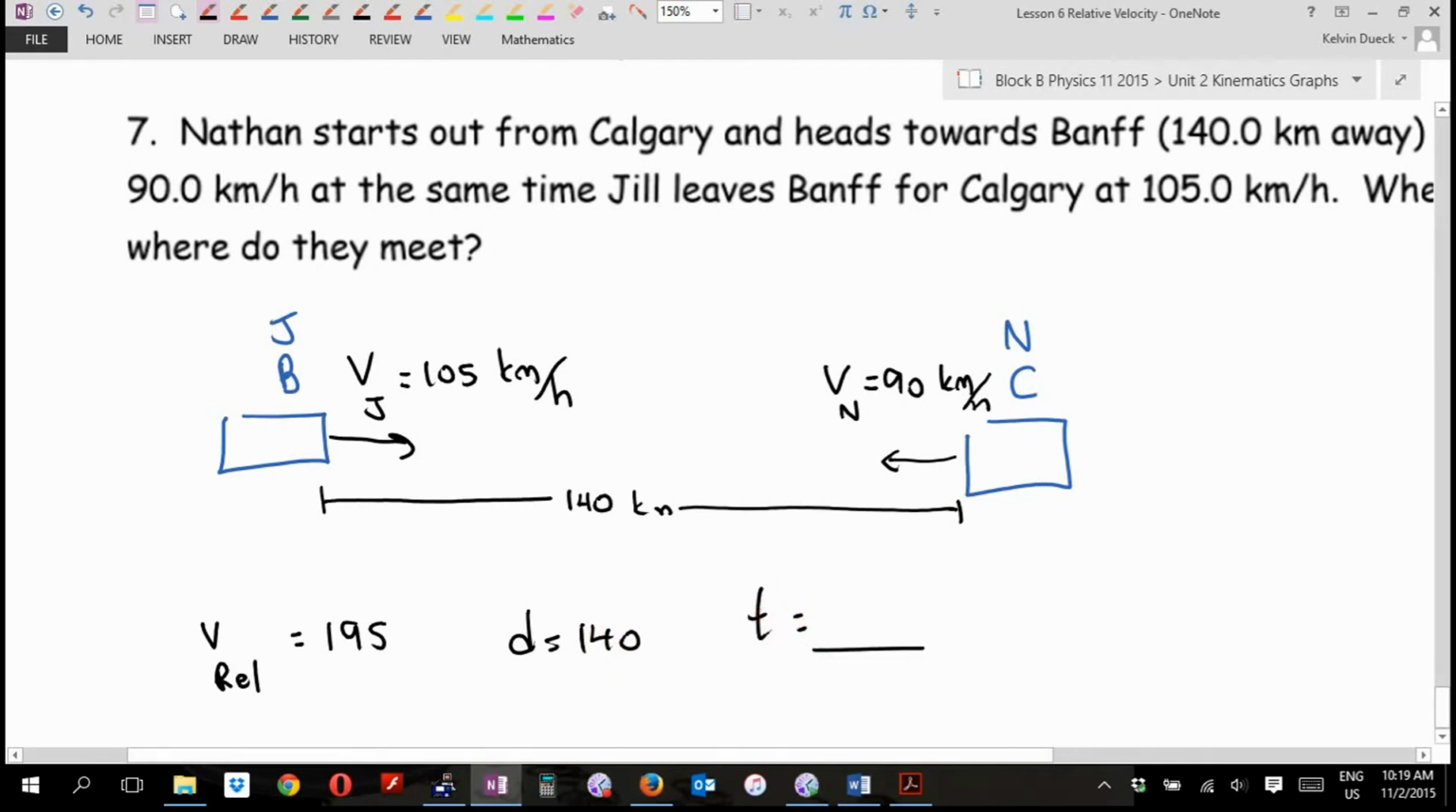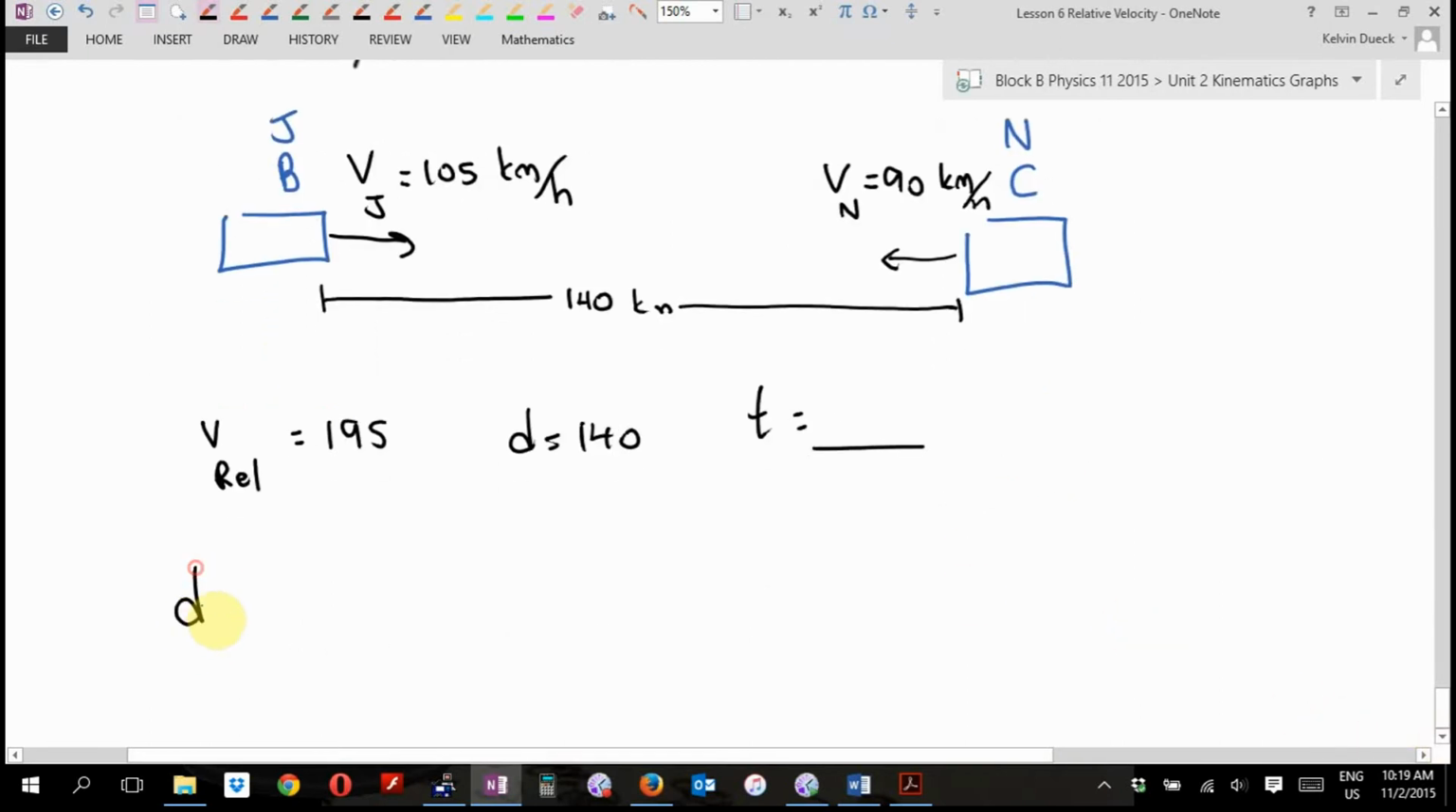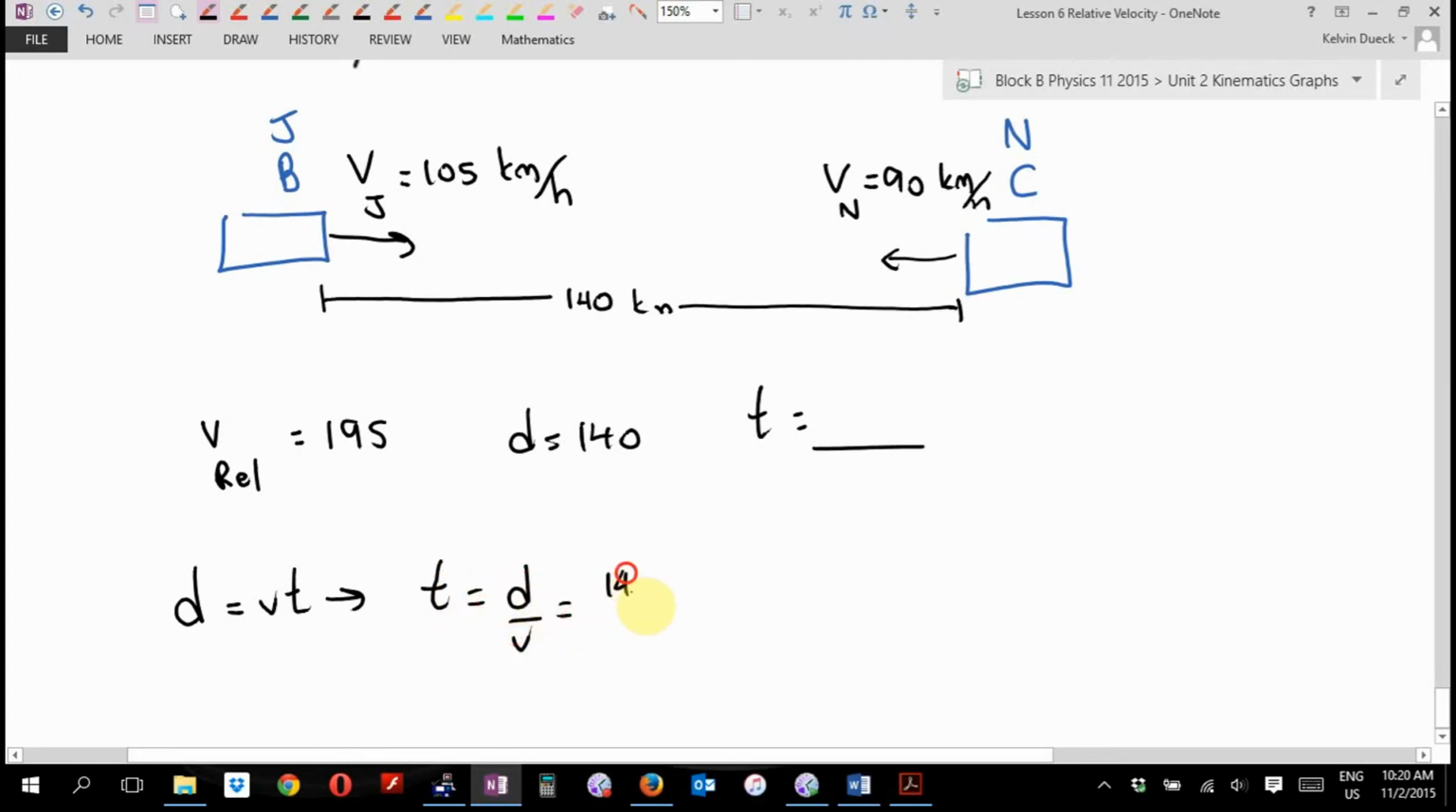Can I find that? Hey, I'm looking for an equation that has D and V and T in it. I think I can. How would I get the T by itself, Nevada? Divide the V, you said? I agree. It's going to be 140 divided by 195. I suspect this is going to be a yucky decimal.